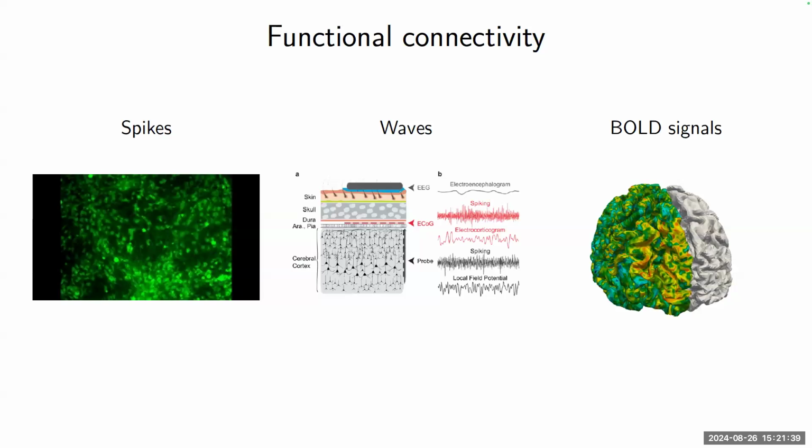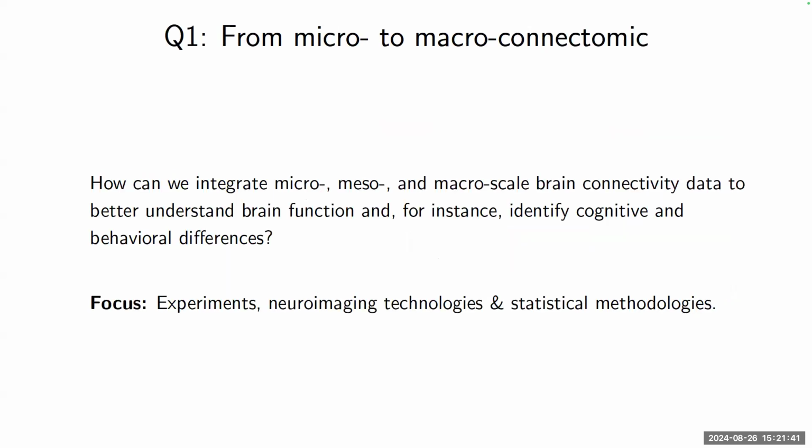Okay. And this takes us to the first question. The first question is, how do we go from micro to macro connectomics? In particular, how can we integrate micro, meso, and macro scale brain connectivity data to better understand brain function? One example is identifying cognitive and behavioral differences. So the focus can be anything really. It can be on experiments, on neuroimaging technologies you would like to have, statistical methodologies, or even just knowledge that can be carried forward from one to another.